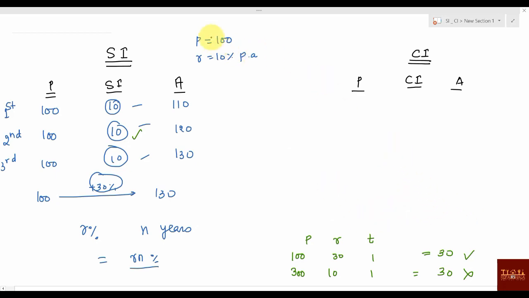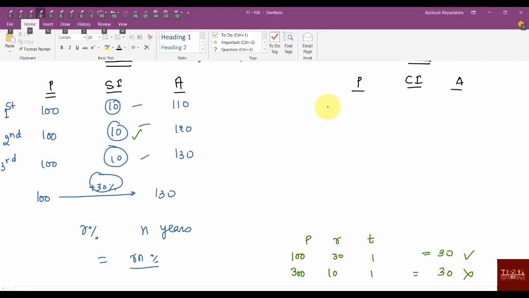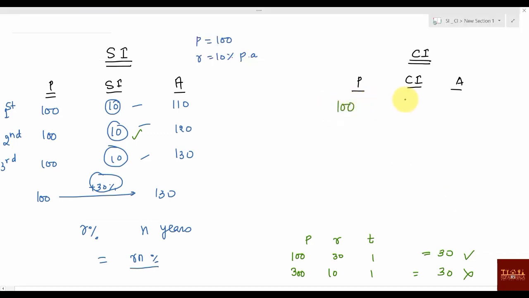Okay. Now let's talk about the same thing. You will be writing like this. Okay, 100 is there. CI will be what? 10, and then amount will be 110. Now the difference will come. This 110 will become principal next year, and on that you will be getting interest. 10% of this is 11. So what will be the total amount? 121. Again 121 will become principal for the third year. How much will be the 10% of it? 12.1. So how much will you be getting here? 133.1.